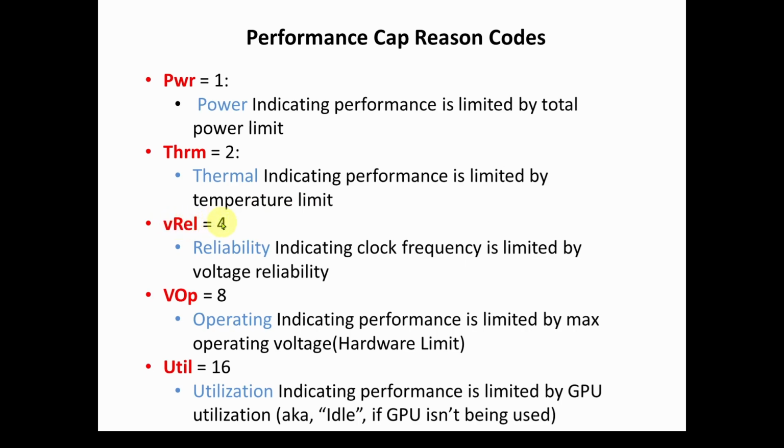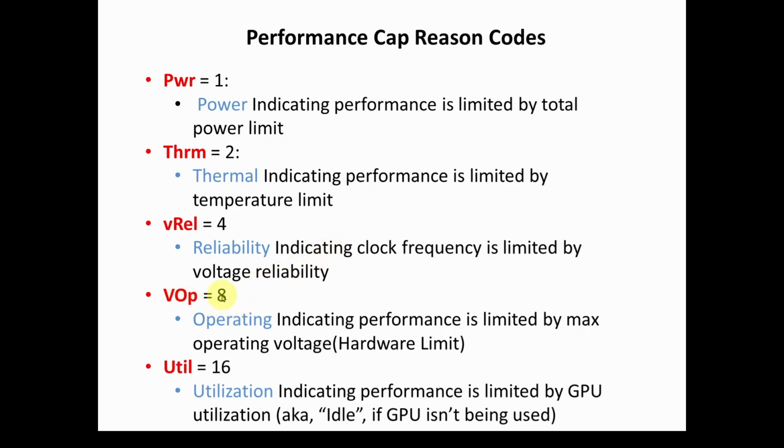Reliability, VREL, is a code of 4, indicating clock frequency is limited by voltage reliability. Now, these devices operate on a voltage frequency curve, and to be reliable, it has to operate on that curve in a certain range of voltage and frequency. If you go too far outside that range, you could have some problems. So there's a curve of voltage versus frequency that you have to respect. Depending on the voltage, you may not be able to support the clock frequency.